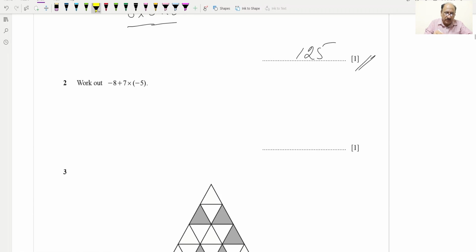Question number 2, they are saying work out this one. So we will solve the bracket portion first. We will be multiplying plus 7 by minus 5, and it will be minus 35. So minus 8 minus 35 will be equal to minus 43. So minus 43 will be the answer over here.